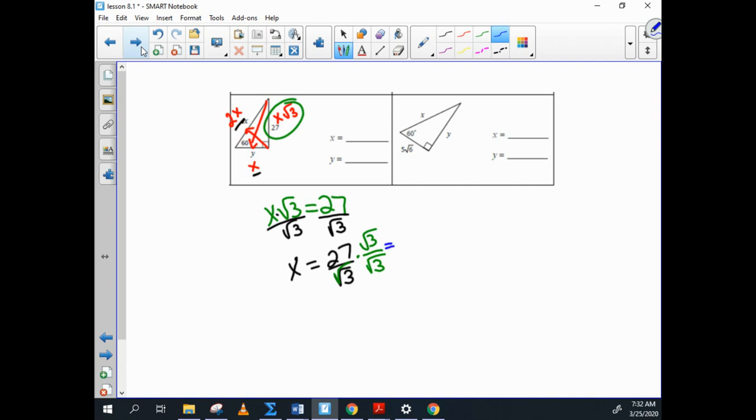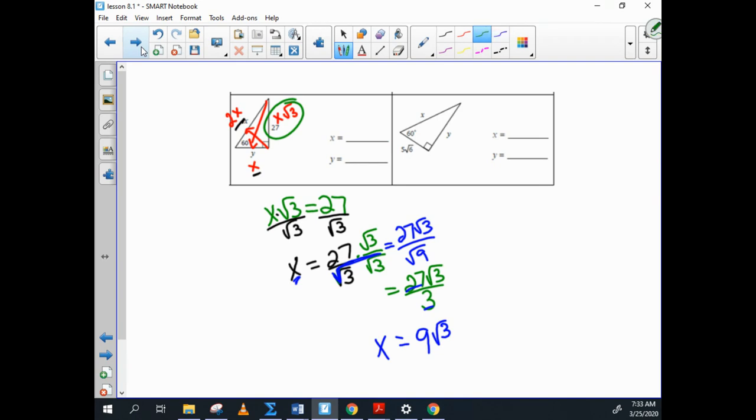And so I end up with 27 square roots of 3 divided by, and again, you can kind of smash those together because they're both under radicals. So I have the square root of 9. But we all know that the square root of 9 is just 3. So I really have my 27 square roots of 3 over 3. And we can clean that up just one more time. 27 divided by 3 is 9. And then we can put back in our square root of 3. So our x here is equal to 9 times the square root of 3.